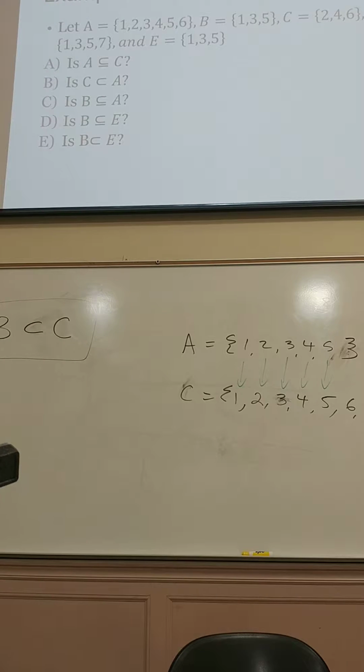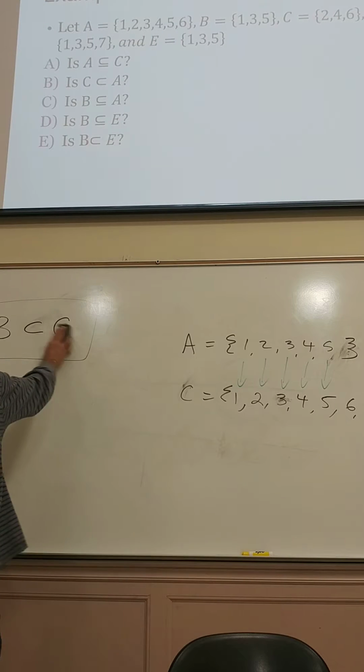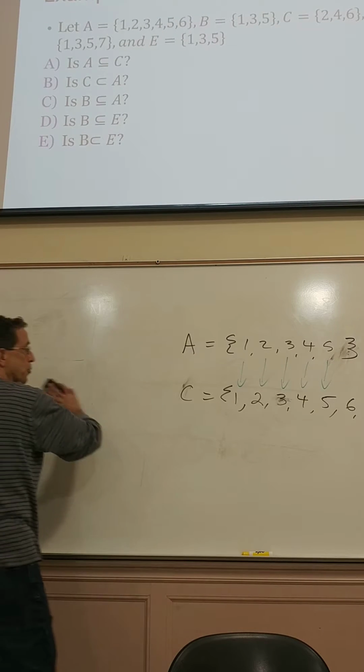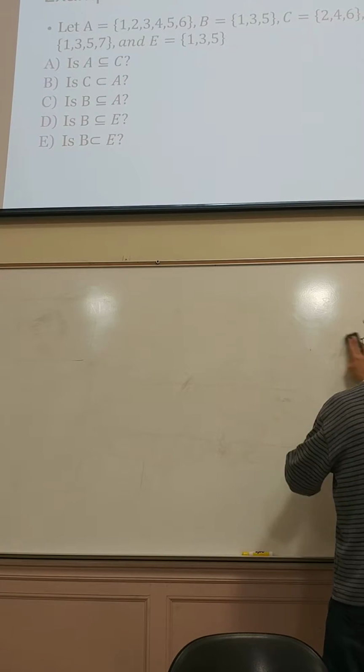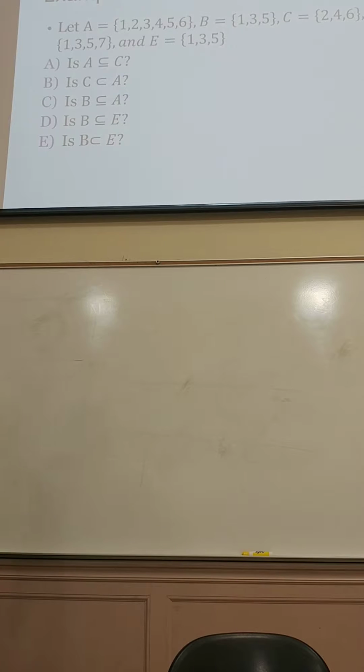Often in the examples in the next two notes that are on sets, I will give you select sets, like A is 1, 2, 3, 4, 5, 6, B is 1, 3, 5, C is 2, 4, 6, D is 1, 3, 5, 7, and E is 1, 3, 5. And I will ask you to perform certain operations with those sets. In this case, we're looking at subsets. So the first question is, is A a subset of C?